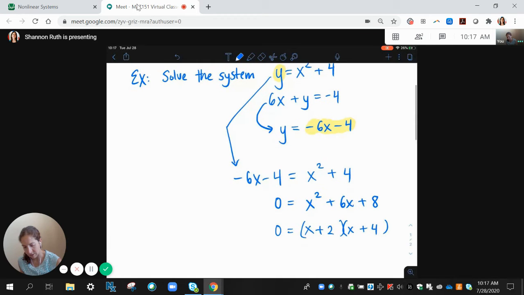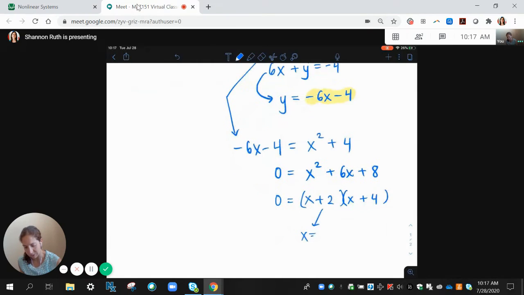So we find either x is equal to -2 or x is equal to -4. And it's easy to want to stop here, but when we solve systems, we really want to obtain a point on the graph. So if we're in a system of two variables, we want to obtain an ordered pair. So that means we ought to go back into the equation where we said y equals -6x minus 4 and plug in those two x's we just found to find the corresponding y.